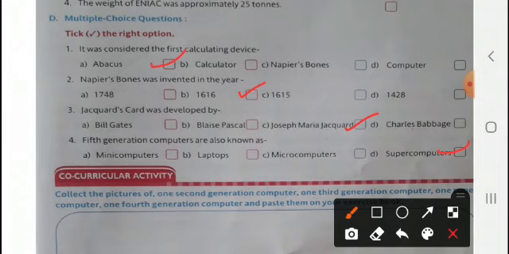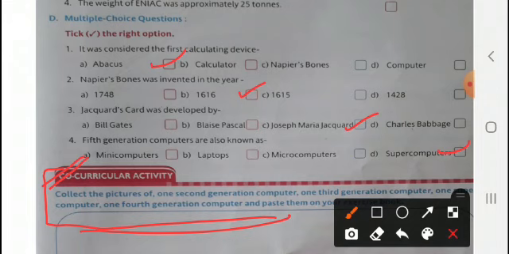Now one more thing, my dear students. This is the co-curricular activity given here. Collect the pictures of one second generation computer, one third generation computer, one supercomputer and one fourth generation computer and paste them in your exercise book. Which is your exercise book? You got one extra book, the lab workbook in computer, along with your course. In that you have to paste all these pictures neatly and cleanly. You have to maintain that book.